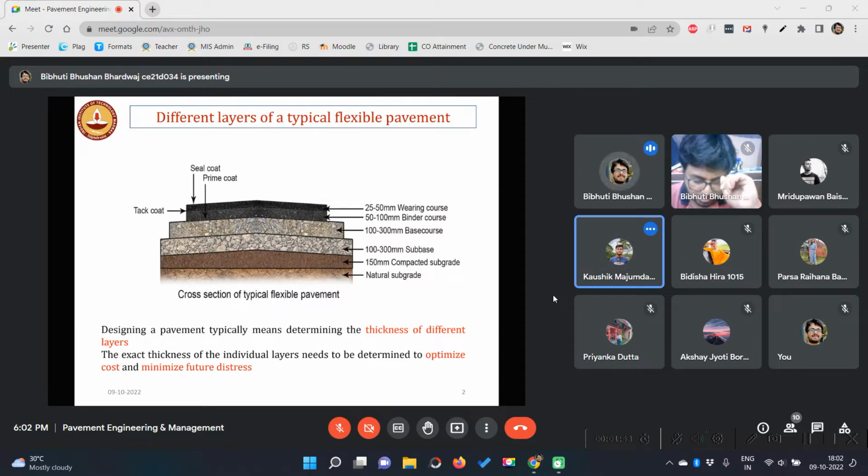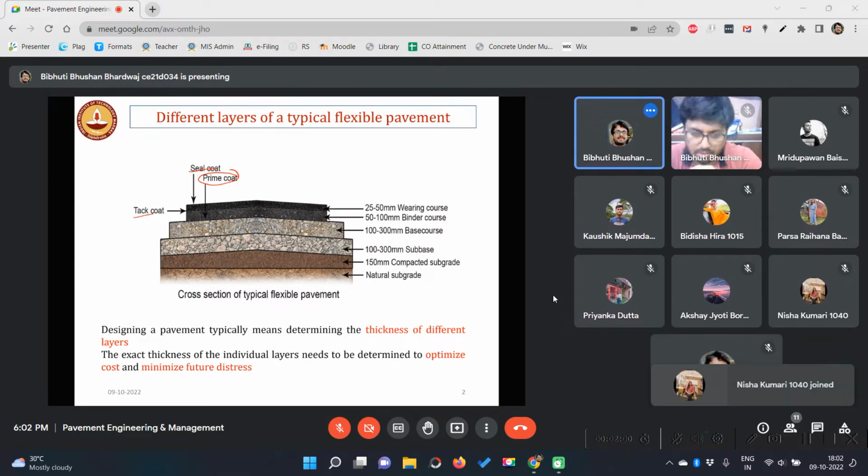Okay, so we discussed seal coat and tack coat. Prime coat, I think I didn't discuss. Prime coat is again an emulsion. Bituminous emulsion generally means a mixture of bitumen and water, say 40% bitumen and 60% water, mixed in the presence of some emulsifiers. So that mixture is sprayed.